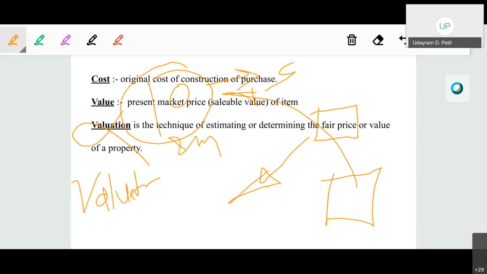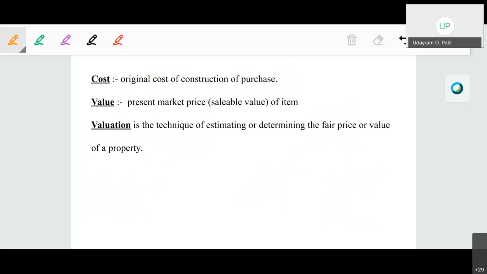Okay, therefore this is the most important moral of the valuator, that he should always show the fair price. Rather, if there are two parties, then he should consider the fair price. He should not take the side of any one party and overestimate or underestimate that property. So whatever valuation we are going to do, that will be the fair price or the fair value of the property.